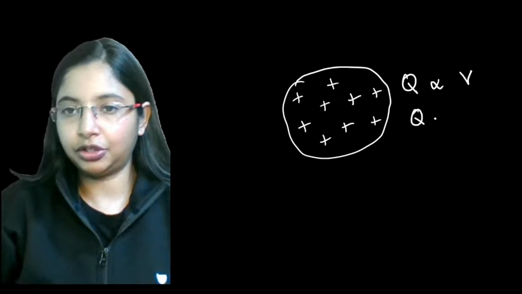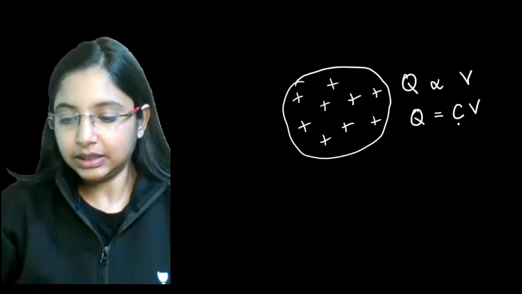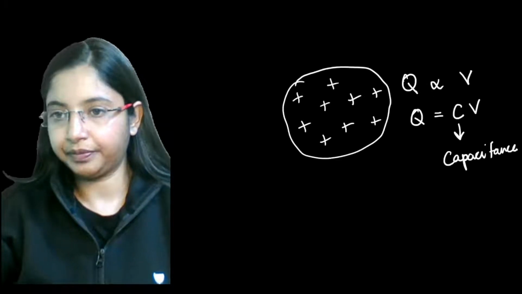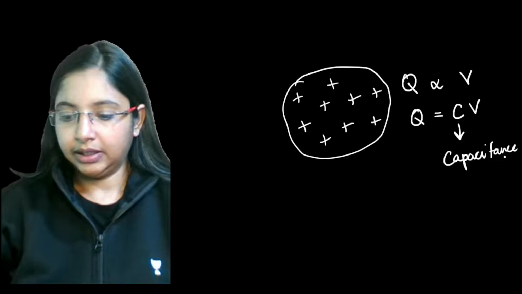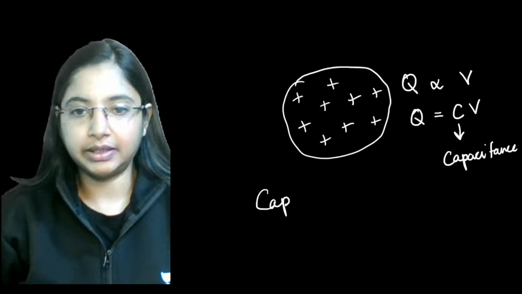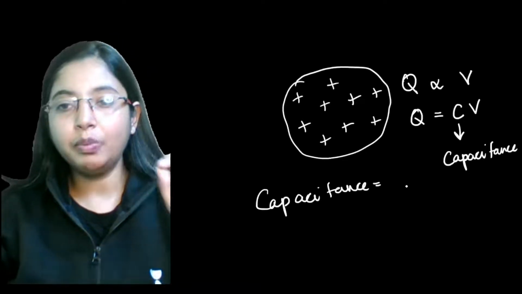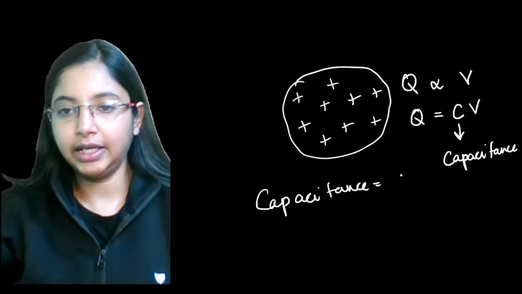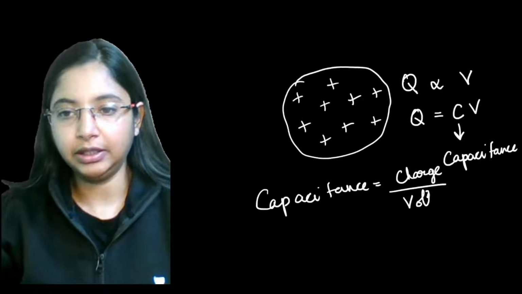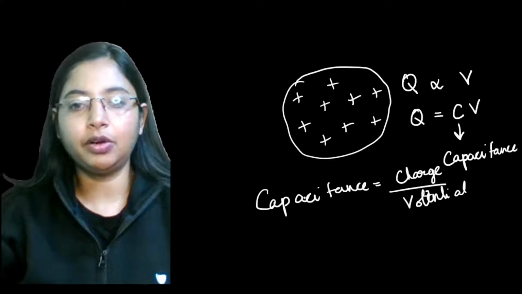Now this particular Q, to remove the proportionality constant, we introduce the word C over here. This C is nothing but called your capacitance of a capacitor. So this capacitance of a capacitor is defined as how much charge is required to increase the potential of this capacitor by unit amount, that is your capacitance.